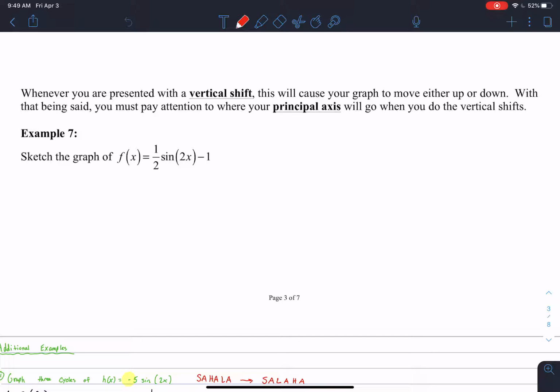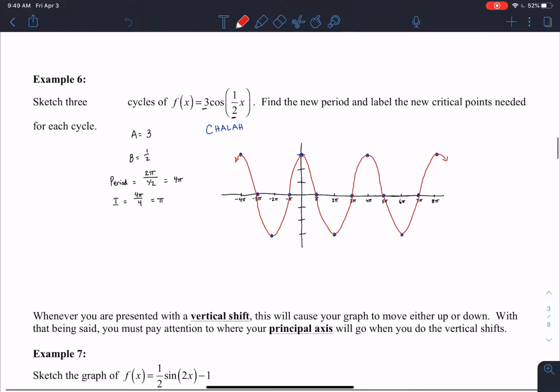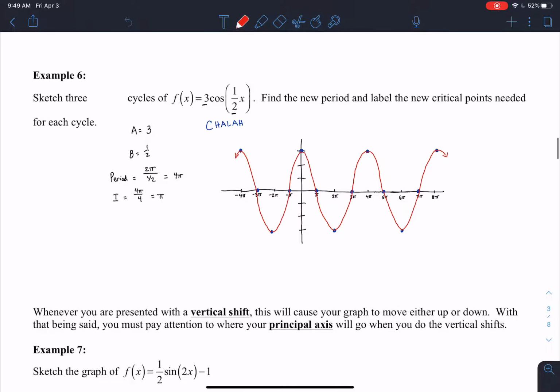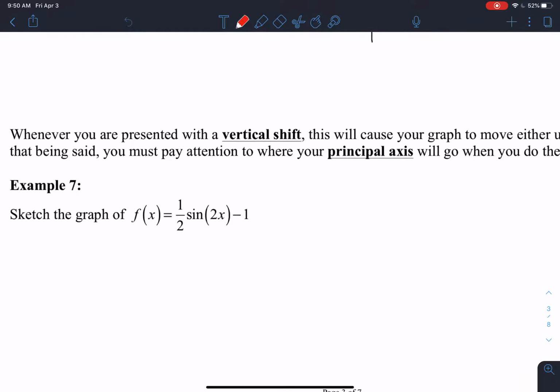So we're going to continue on with graphing sine and cosine. The ones that we did before were where we just had an amplitude and a period change. Now we're actually going to talk about when you have a vertical or a horizontal shift. So it's just adding another element to the graph.